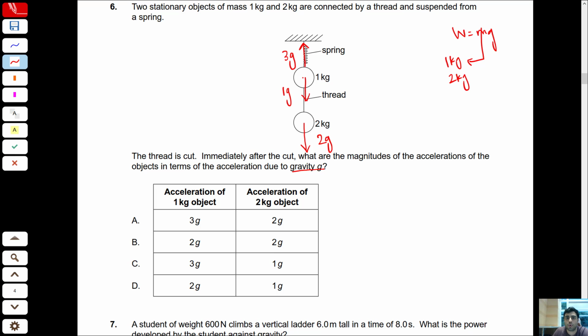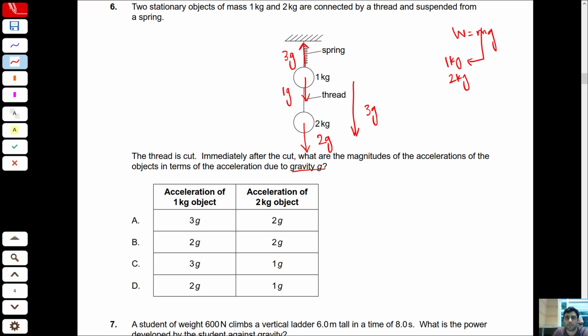Okay, so there's a total downward force of 1g plus 2g, which is 3g. So a total of 3g acting downward. And because everything is stationary, the spring must also provide an equal upward force of 3g in order to balance everything out and to make sure that the system is stationary.